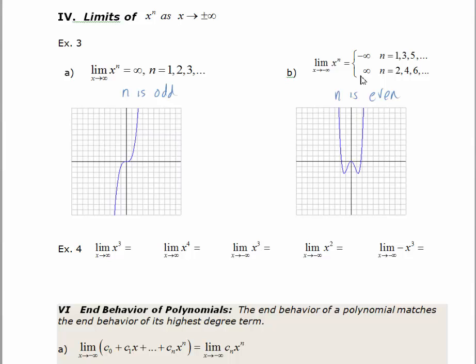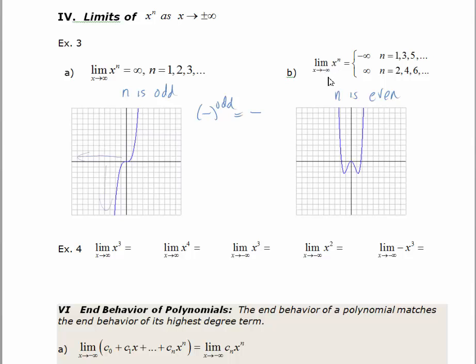Now, it's a little bit different when you're approaching negative infinity. Let's look at this picture right here on the left, the odd function. When x goes to negative infinity, when x is getting really, really negative, your y values are getting really, really negative when n is odd. Because if you take a negative number and you raise it to an odd power, you're going to get a negative number. And since these are really, really large negative numbers, this is going to go to negative infinity.